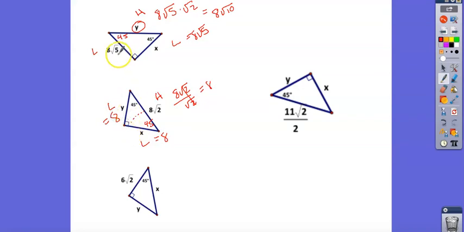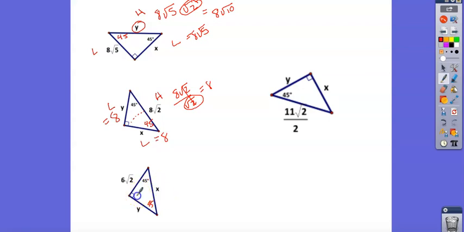So when I'm going from the leg to the hypotenuse, I'm multiplying times root 2. When I'm going from the hypotenuse to the leg, I'm dividing by root 2. Let's try this one. Again, they have to tell you it's a 45, 45. Or they'd have to tell you that both sides are the same. Otherwise, you have no idea and you can't use this.